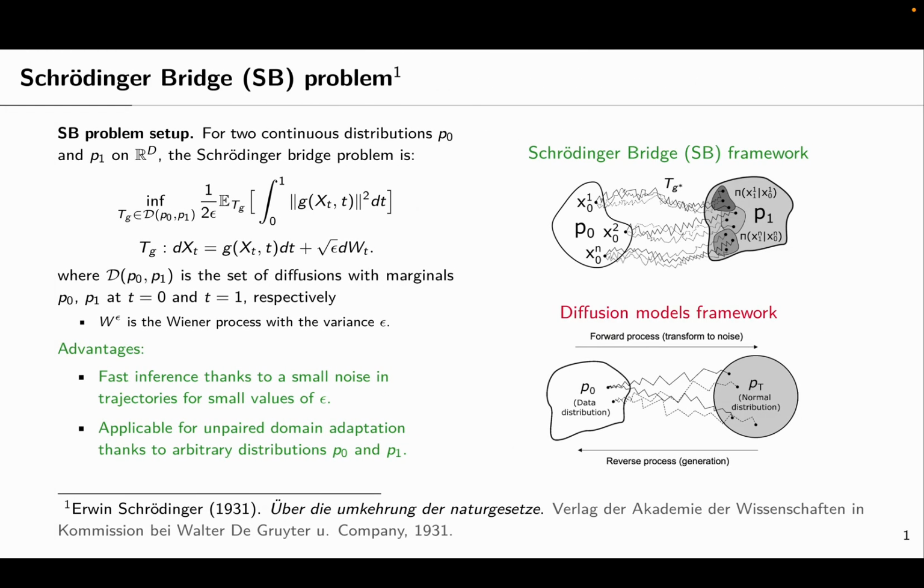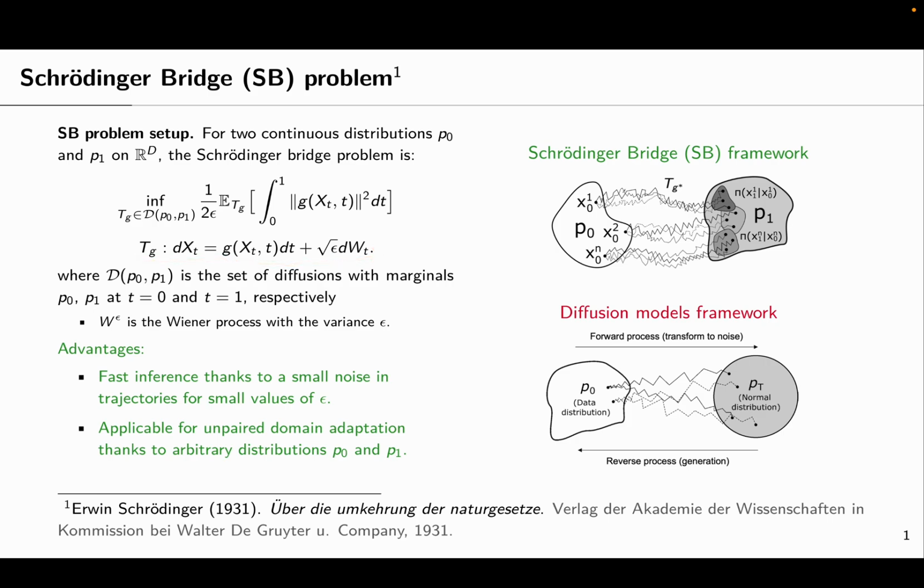Matching. In our work, we are interested in solving the Schrödinger Bridge problem, which is formulated for two continuous distributions P0 and P1. Both of them can be data distributions. The problem requires finding an optimal diffusion Tg between P0 and P1, given in the form of a stochastic differential equation with the drift term g and the variance of the square root of epsilon.